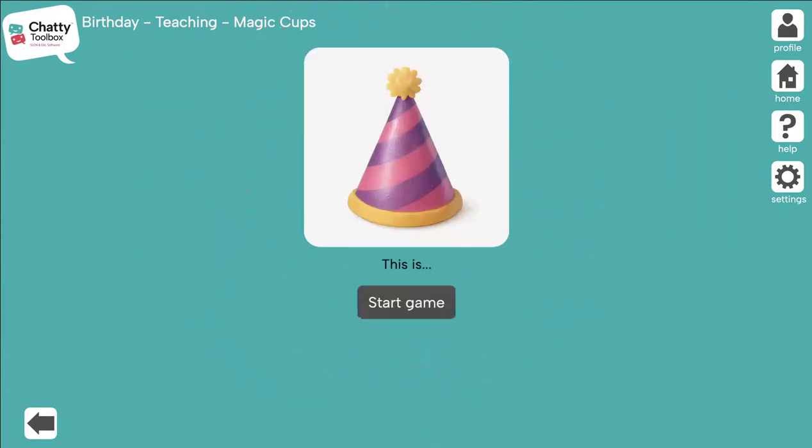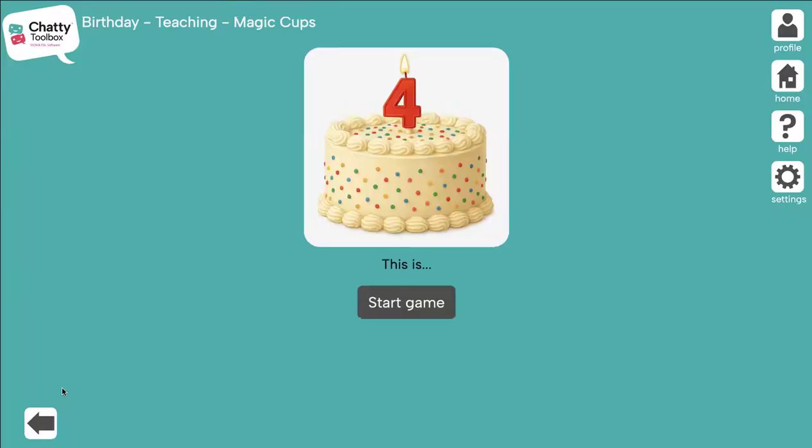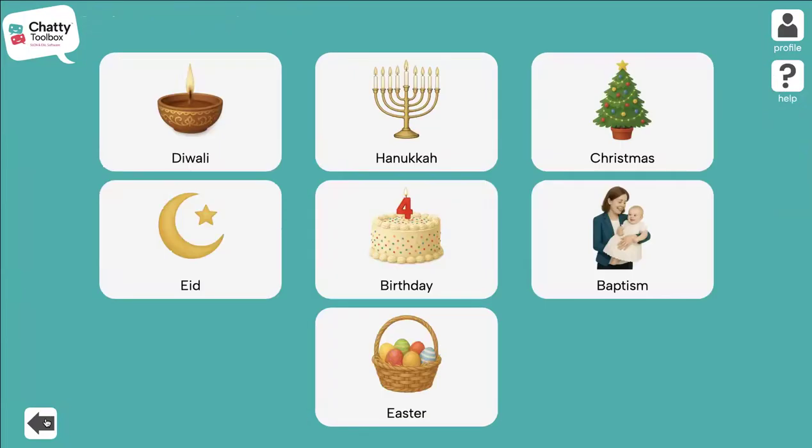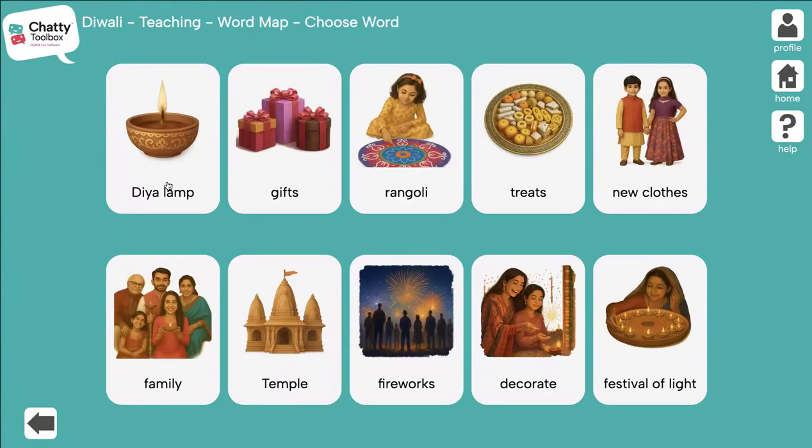There's a setting for this which will make it go much faster. So if you find the children that you're working with are capable, then you can make it move more and move faster just by going into settings and clicking on the harder option here. Okay, and essentially that's how it works. And I'll just quickly pop into each celebration now so you can sort of see the vocabulary that we're covering.